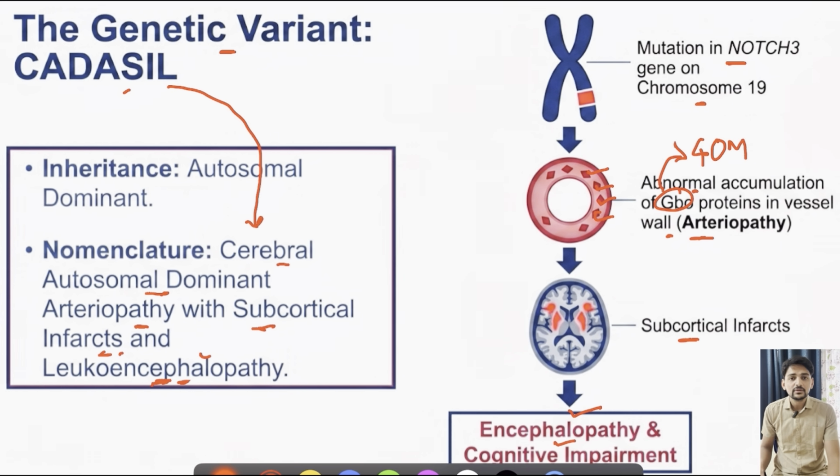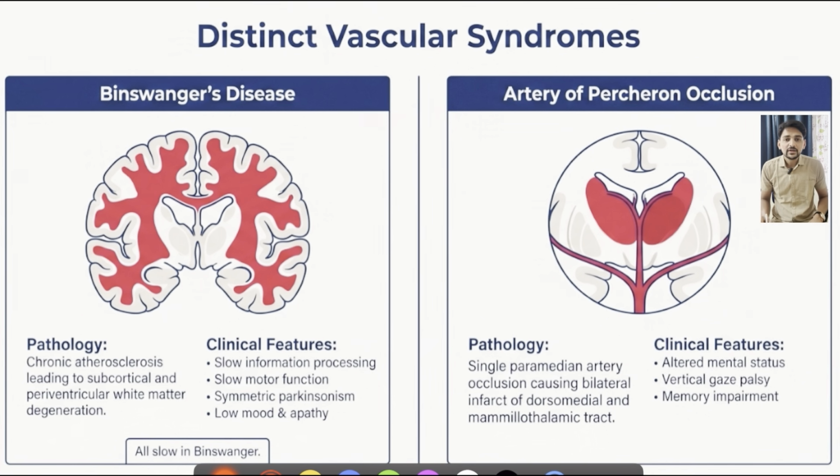This type of dementia presenting with cognitive impairment will be seen in quite early age groups. An early age individual presenting with subcortical infarct, we have to think of this genetic variant. Other distinct vascular dementia variants are Binswanger disease and the occlusion of the artery of Percheron.